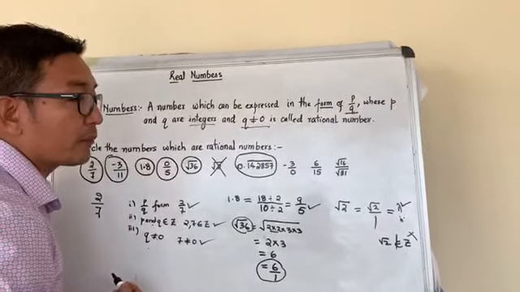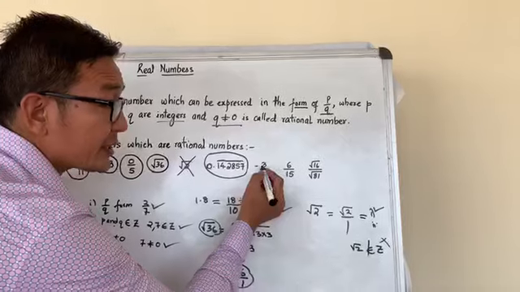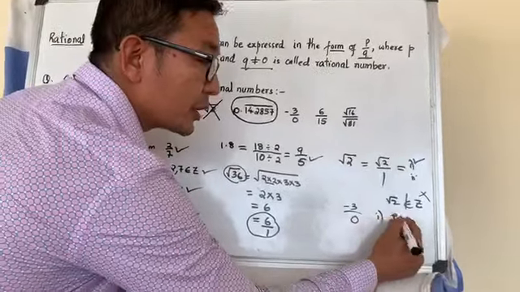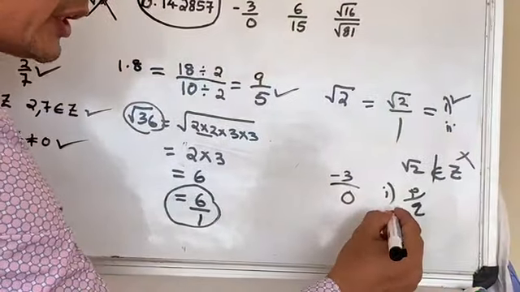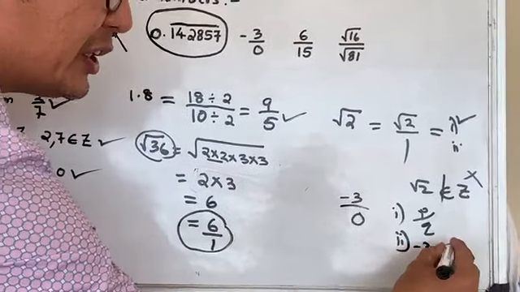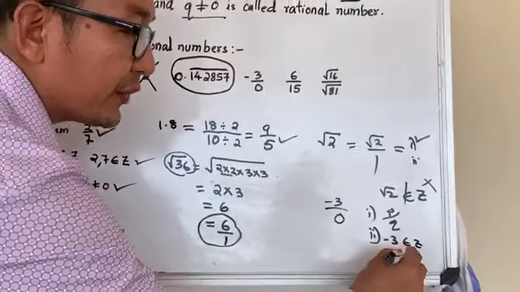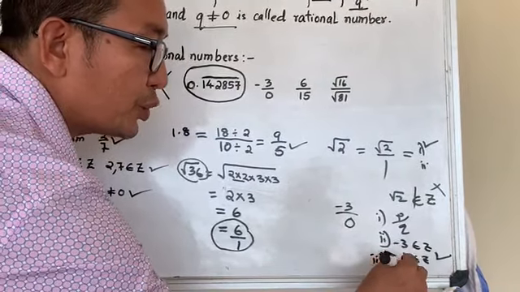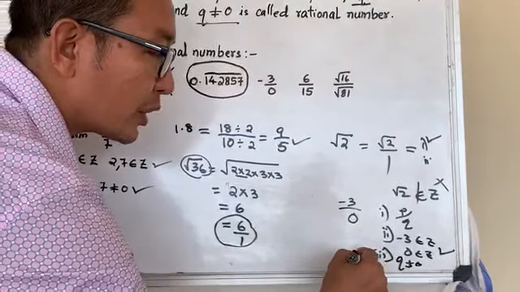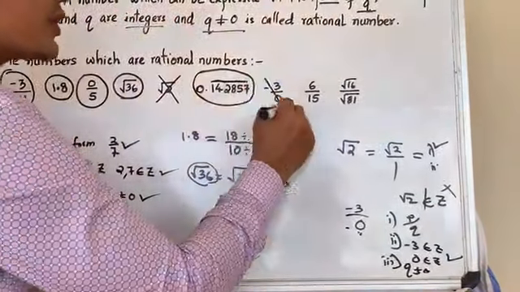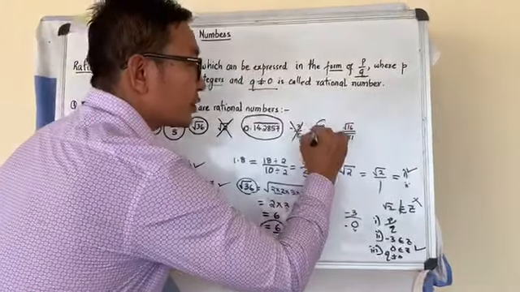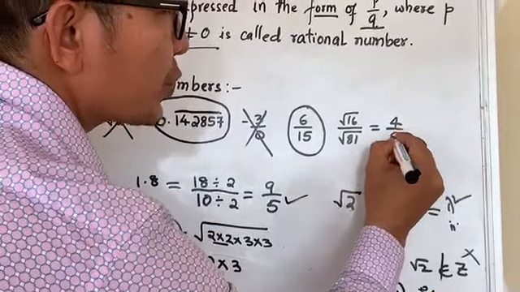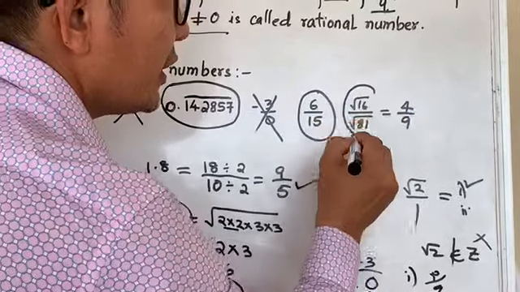Next, negative 3 upon 0. The condition is that q should not be equal to 0. Here the denominator is 0, therefore this is not a rational number. And the rational number is the square root of 16 over the square root of 81, which is 4 upon 9, so 4 upon 9 is a rational number.